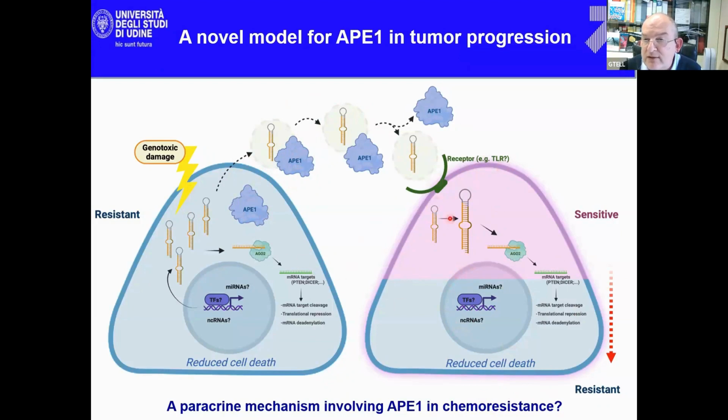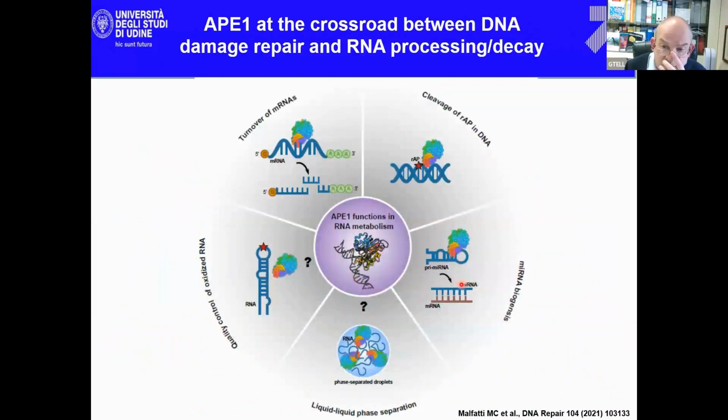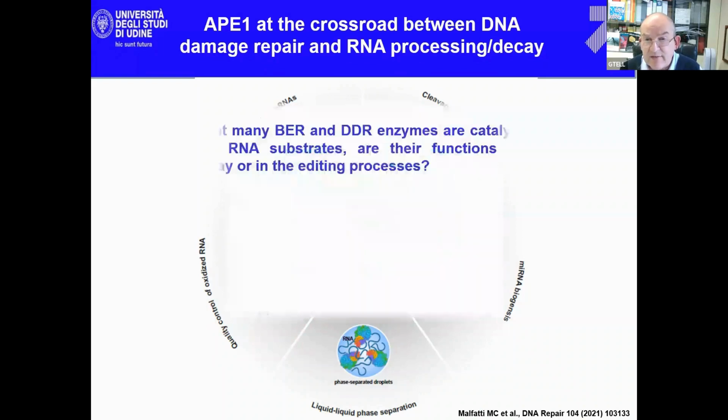Of course, this is a provocative cartoon, which we are trying to better circumstantiate and generalize also using some other in vitro and in vivo models. So I hope I have convinced you that with our studies, we are able to put APOE1 at the crossroad between DNA damage and repair and RNA processing and decay through different mechanisms. Some of them are more clear, some we are trying to better circumstantiate, in particular the role of APOE1 in the quality control of microRNA and the possible importance of other enzymes.